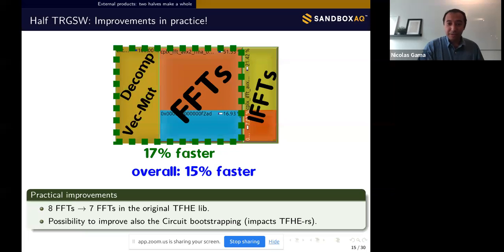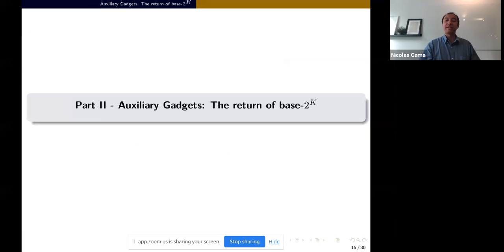So yes, that was for the external product part. I'd say this is in multiplicative depth 0, 1, 2, where the noise is kind of large. Now, for the second part of the talk, I will study what happens for larger multiplicative depth, like the ones that are used in CKKS or BFV. And here, it will be about the return of the base 2^K representing decomposition.